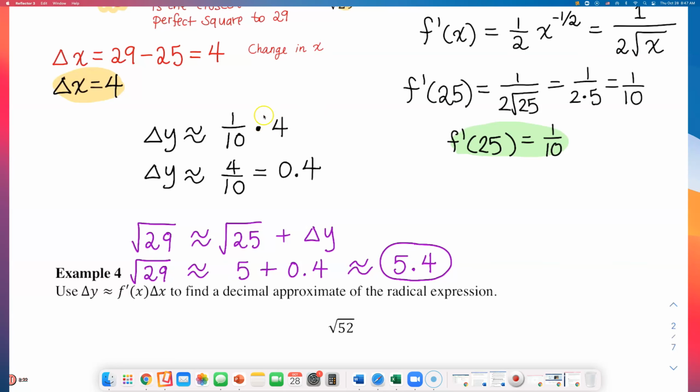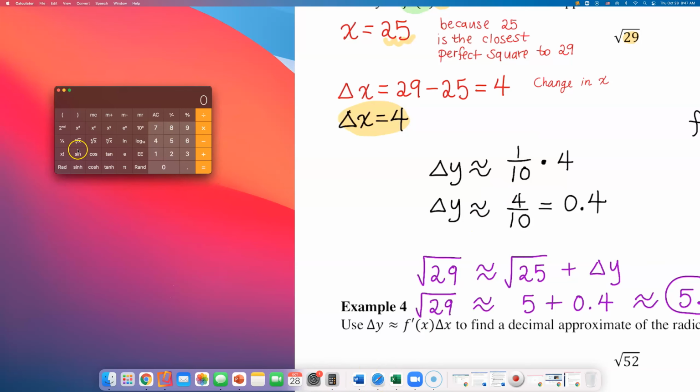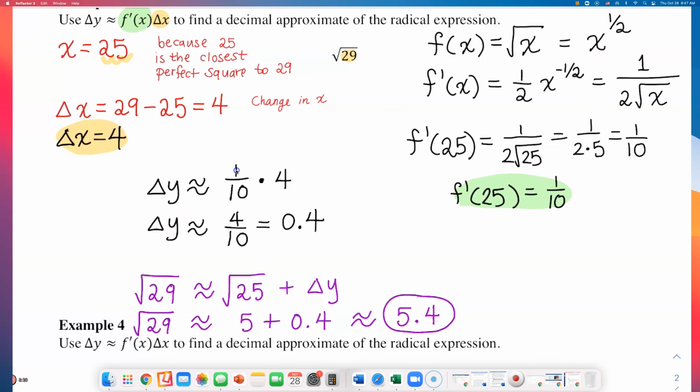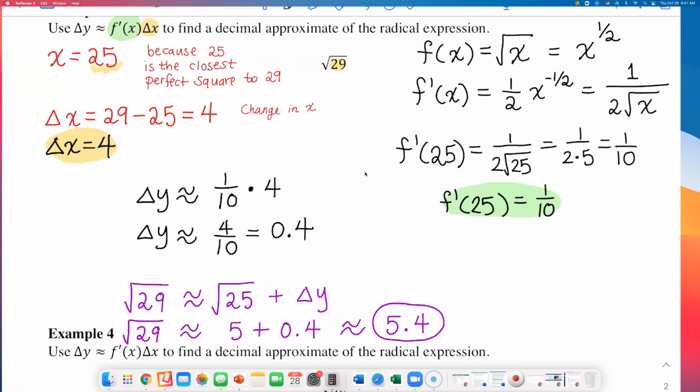We can check it. How close were we? If I get my little calculator and do square root of 29, we get approximately 5.38. And if we round that, we do get about 5.4. So this is how you can estimate square root of a non-perfect square using differential of y.